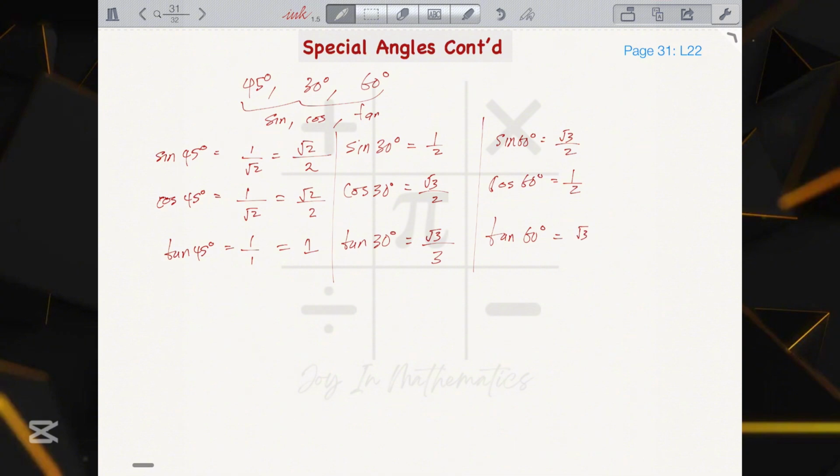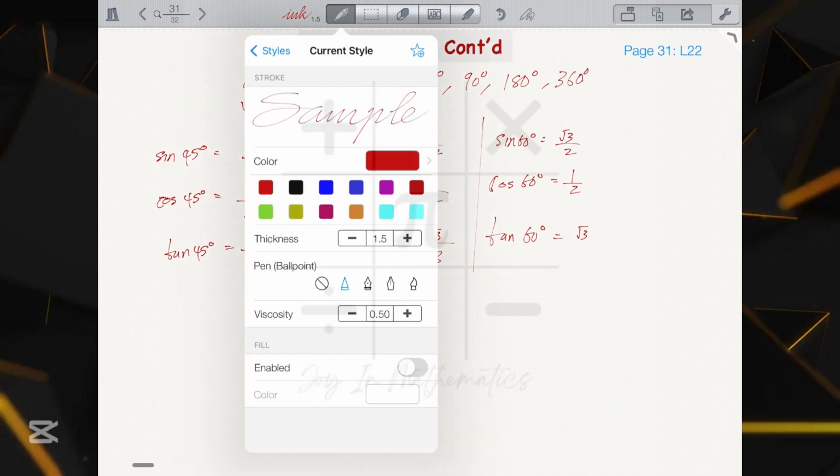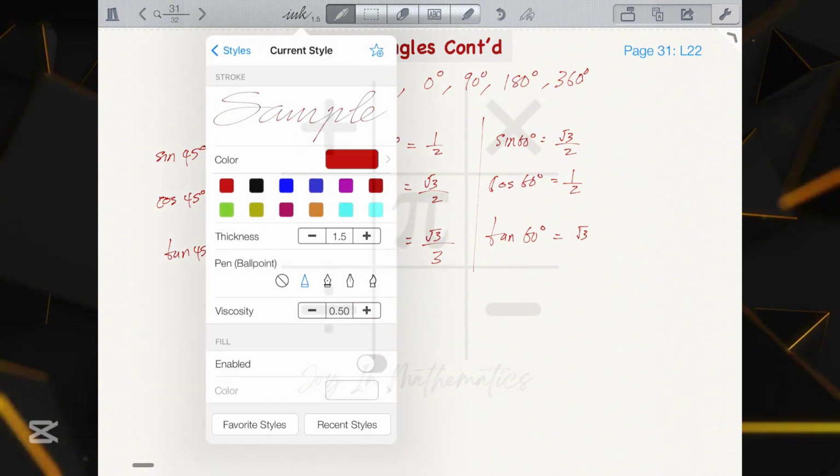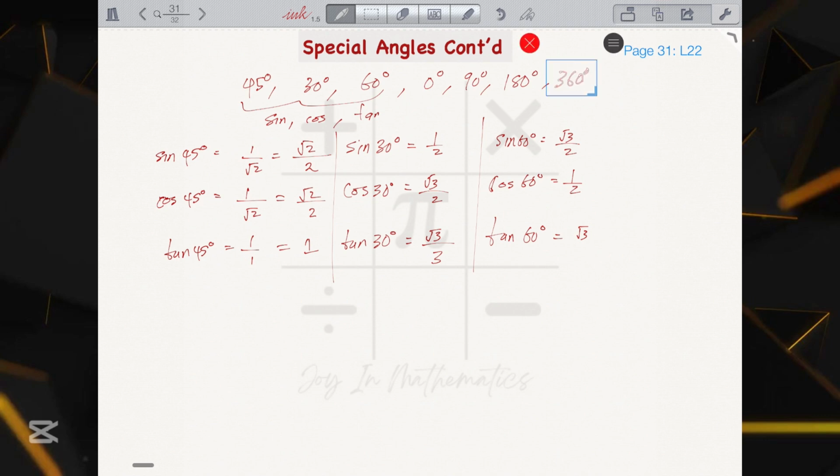Now, we recall that the special angles involve 0 degrees, 90 degrees, 180 degrees, and 360 degrees. Now, let's try to understand the concept of that. I will teach you the most simplest way on how to evaluate the angles ranging from 0 degrees, 90 degrees, 180 degrees. We also have 270 degrees, and likewise we have 360 degrees. So let's begin.